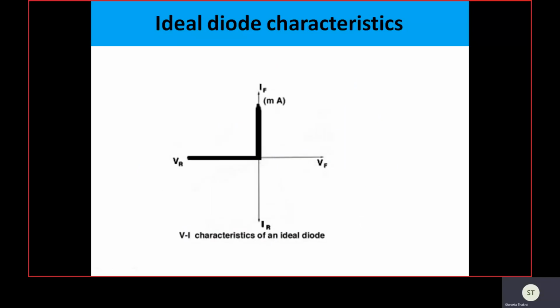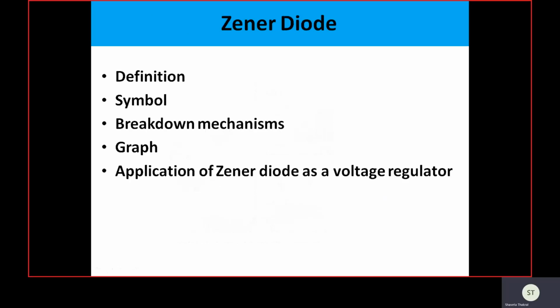The characteristics we have discussed are for the practical diode. If we look at the characteristics of an ideal diode, they are like this: during forward biasing there will be full conduction and during reverse biasing there is no conduction. So we can utilize the diode as a switch. During forward biasing it acts as a closed switch and during reverse biasing it acts as an open switch.